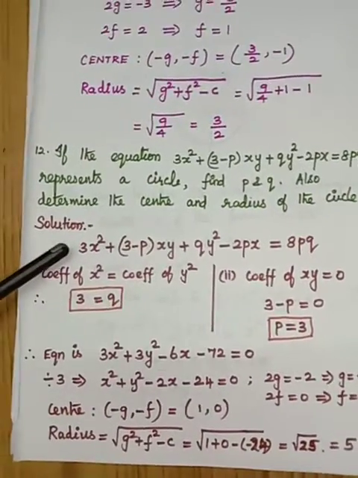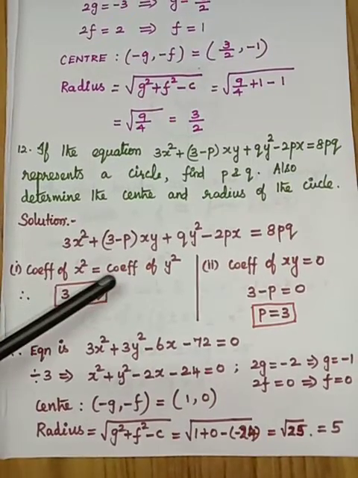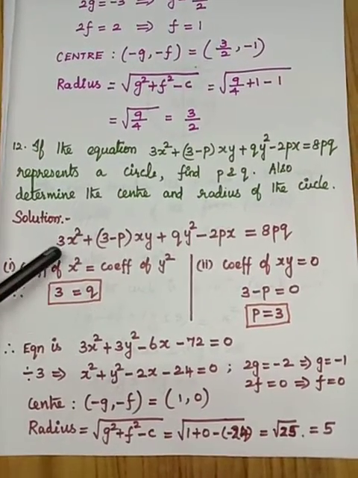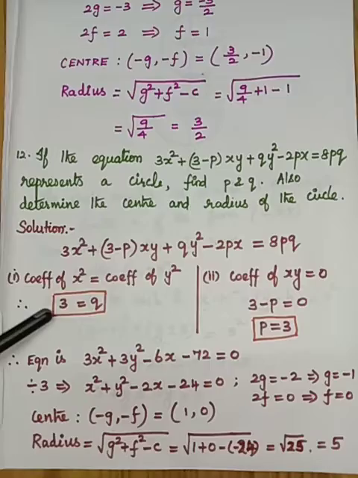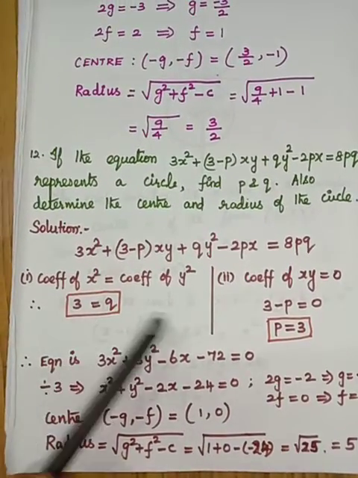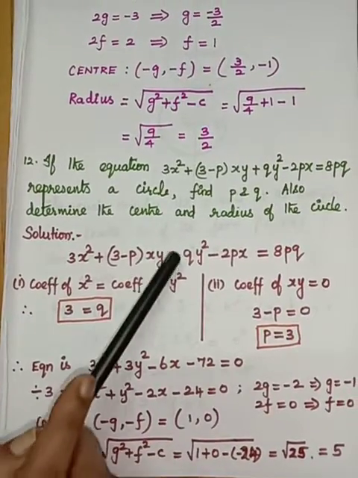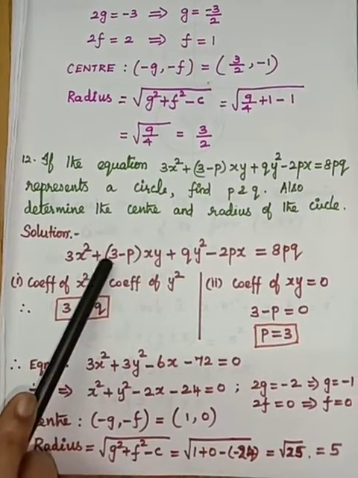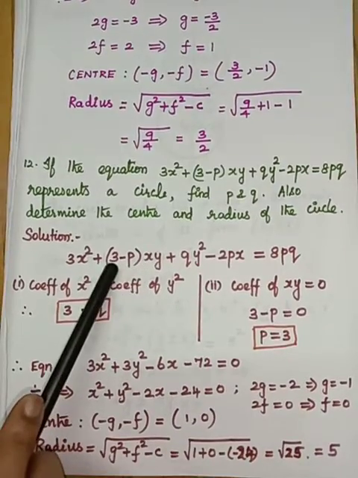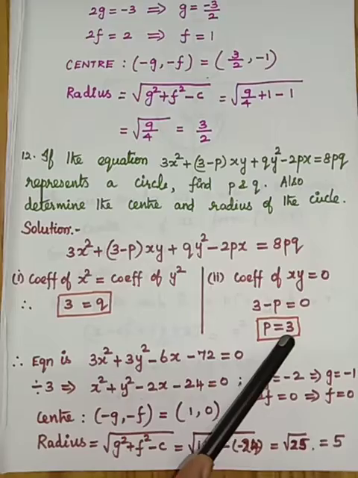So I have taken this equation. So the first condition is coefficient of x squared is equal to coefficient of y squared. See, the coefficient of x squared is 3 here. What is the coefficient of y squared? q. So from that q is equal to 3. What is the second condition? Coefficient of xy is equal to 0. You look at this equation. So here you are having coefficient of xy is 3 minus p. So 3 minus p is equal to 0. So p is equal to 3.